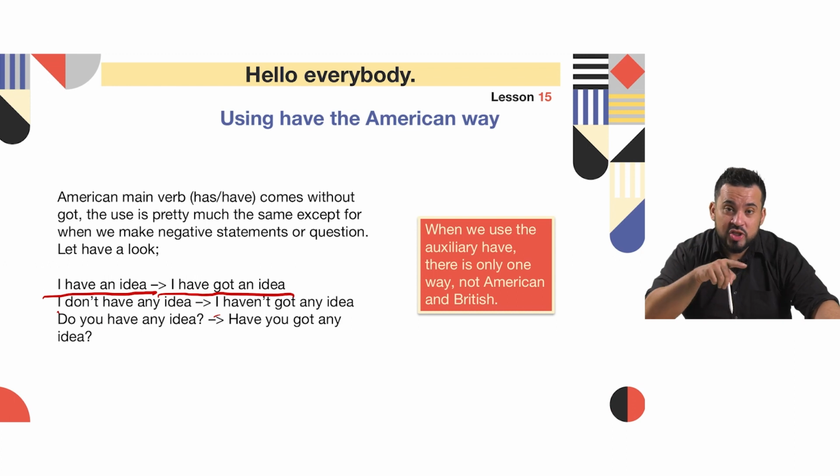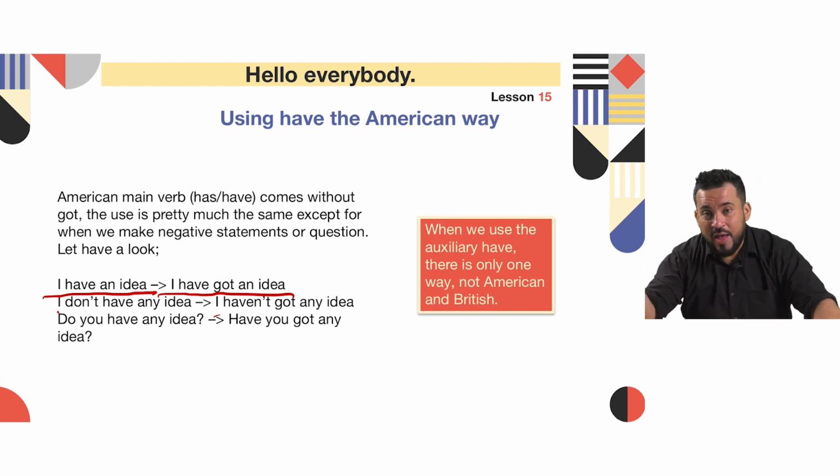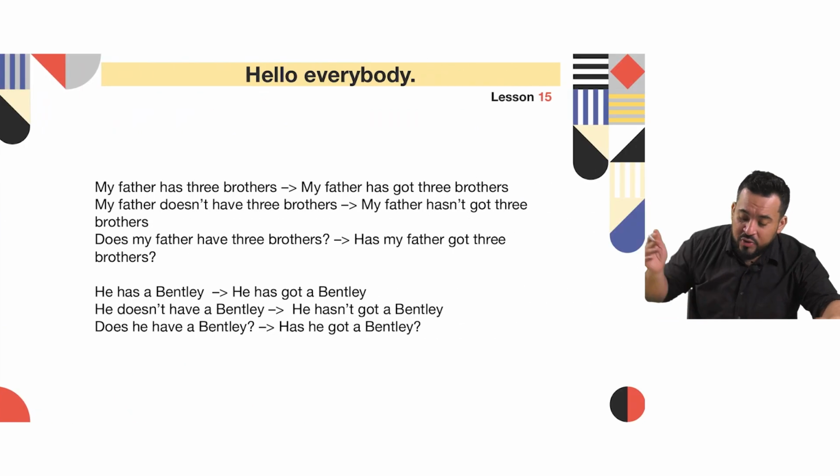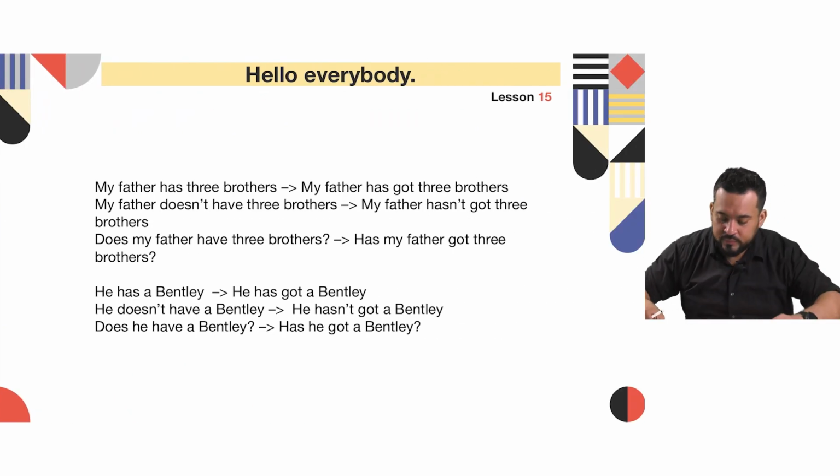The question form will also be different, because I'll say, do you have an idea? While with have got, I will say, have you got an idea? So, do you have any idea? Have you got any idea? Other than that, it's all the same.